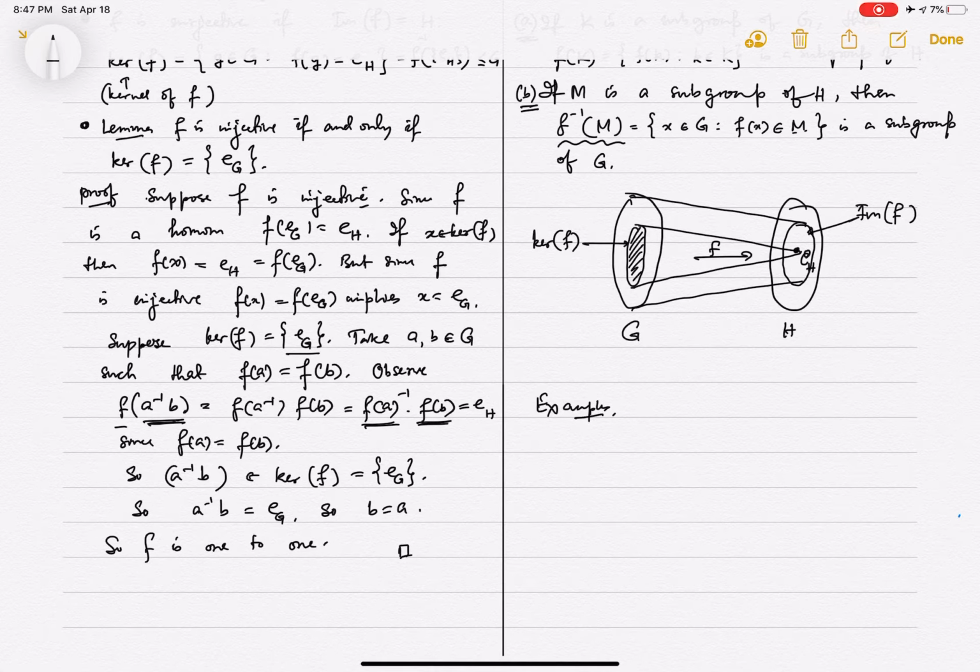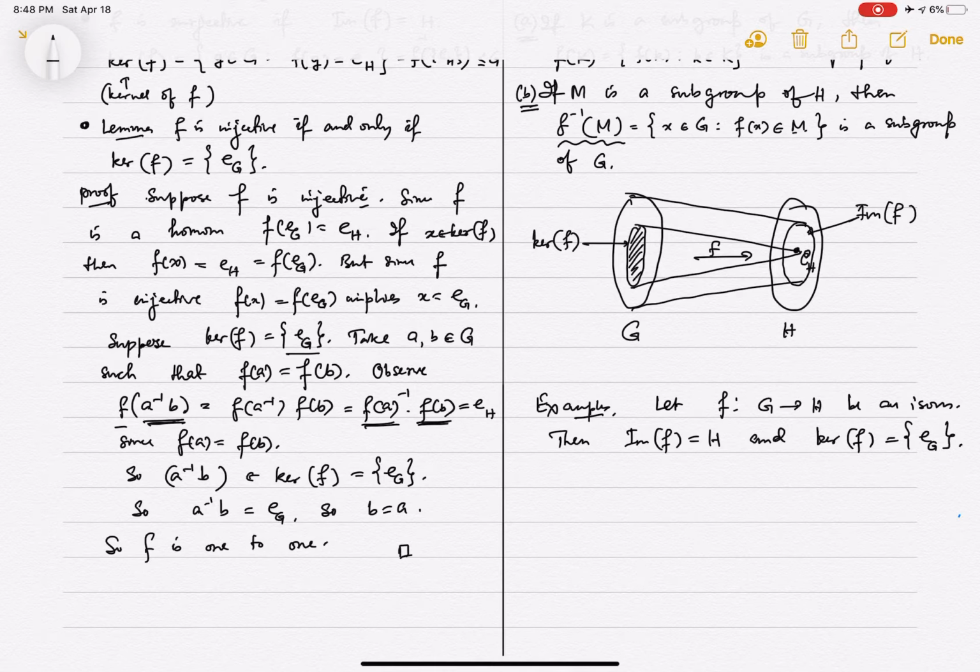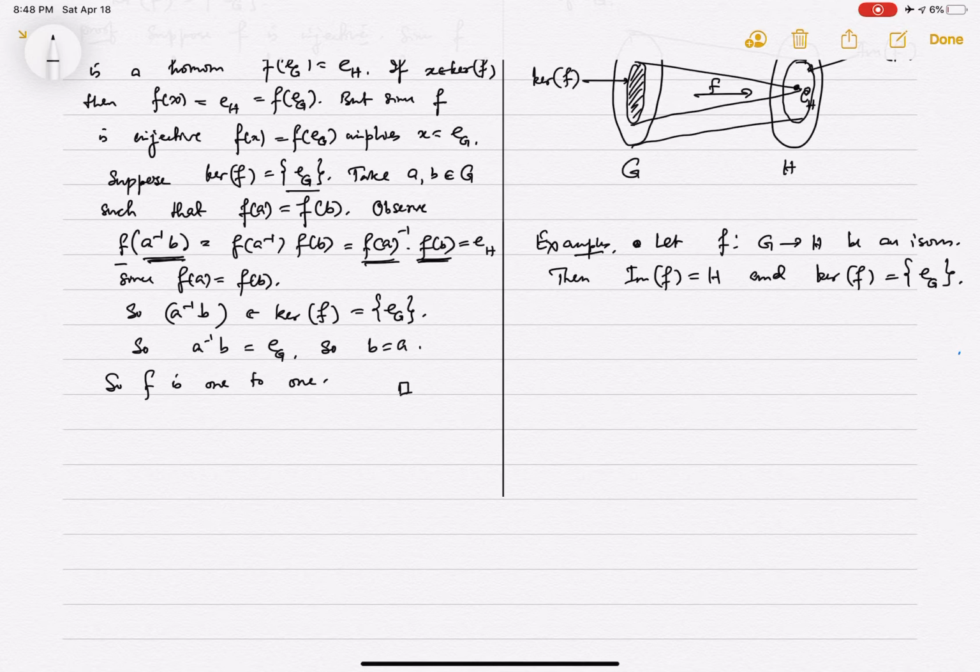So if you take some isomorphism, then its image is H. And the kernel is just the identity element, because it's 1-to-1 and onto. That's not very interesting, but that's worth remarking, I think, still.